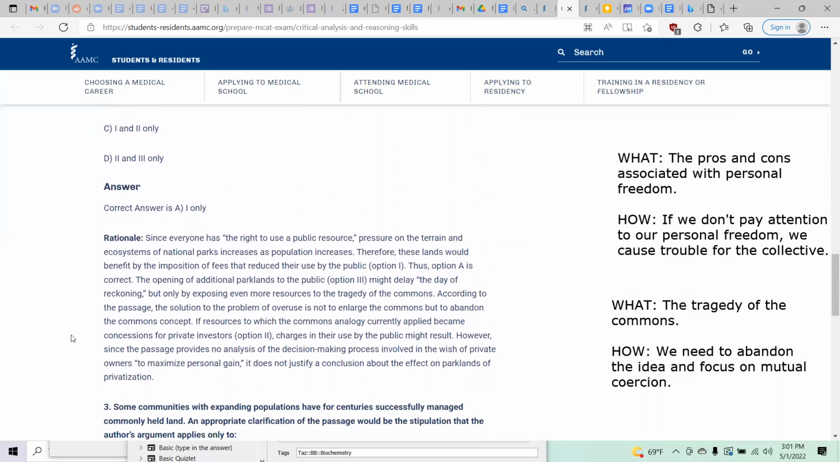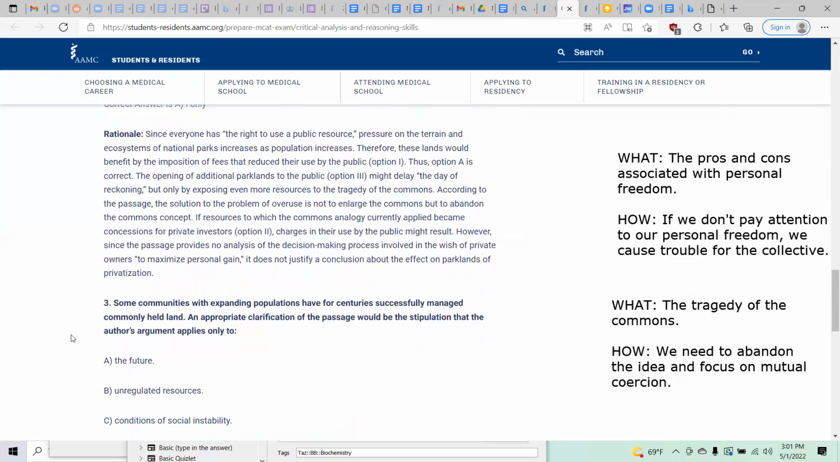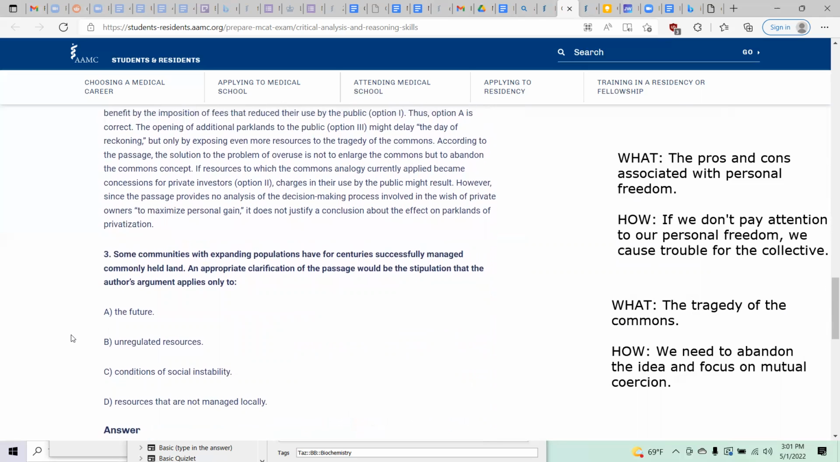And now let's go to our very last one. Some communities with expanding populations have for centuries managed commonly held land. An appropriate clarification of the passage would be the stipulation that the author's argument applies only to A, the future, B, unregulated resources, C, conditions of social instability, D, resources that are not managed locally. There are two here which are obviously wrong because they blatantly contradict the passage. Which of them do you think blatantly contradict?